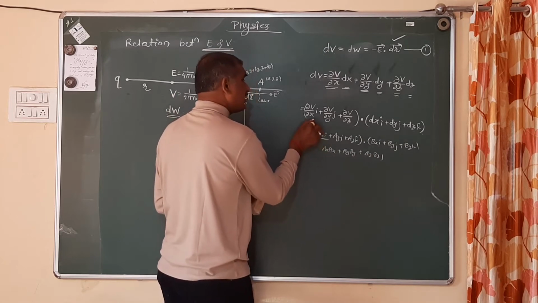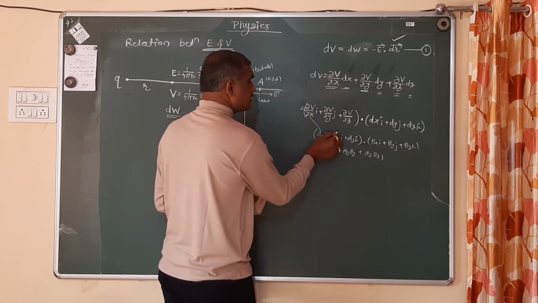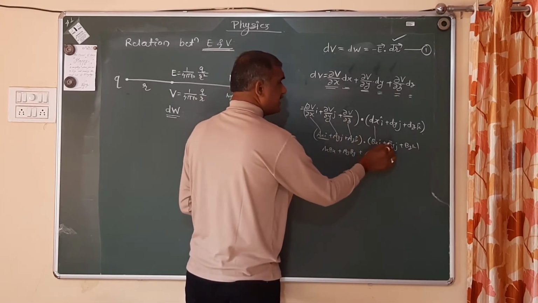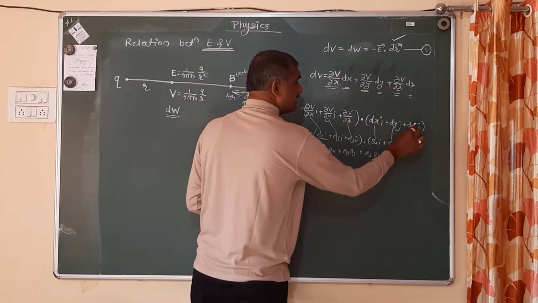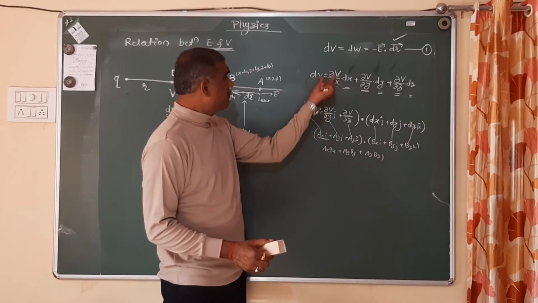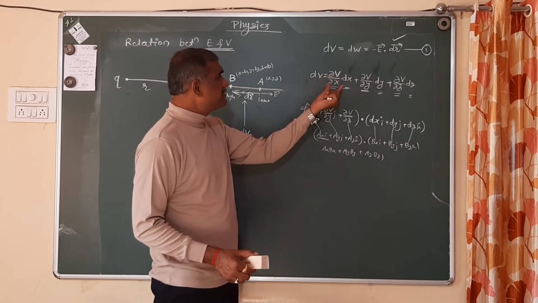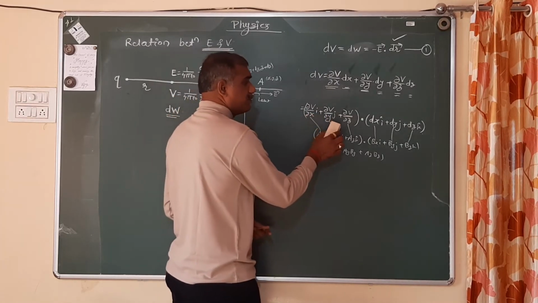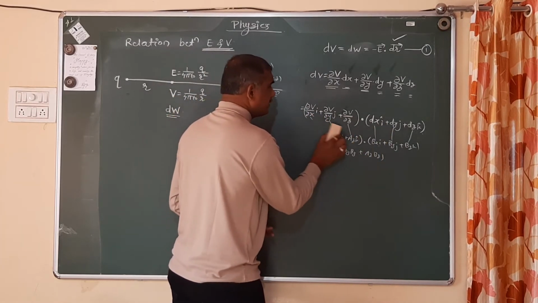Similarly, if you consider ax i is equal to this much, ay j is equal to this much, and az k is equal to this much, and bx i, by j and bz k are equal to these, then by comparing this you will get that dV is equal to the dot product of two vectors. This is the first vector and this is the second vector.